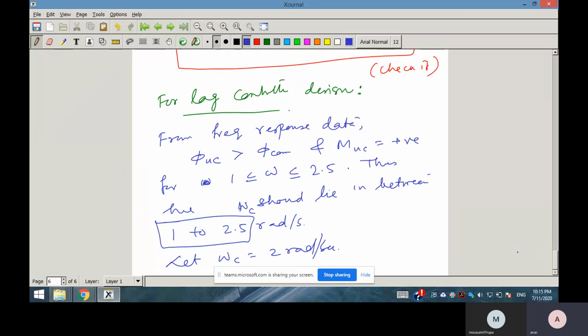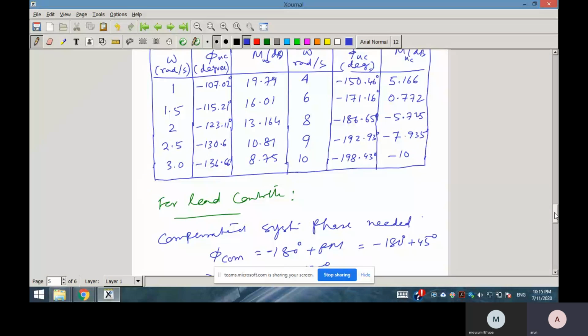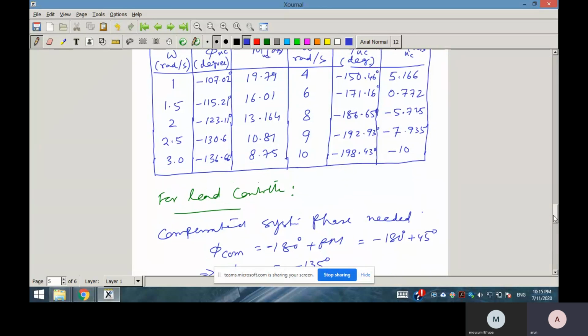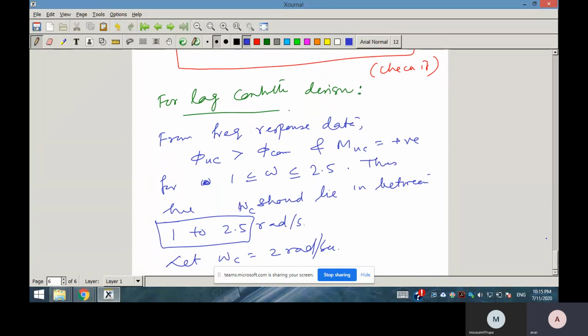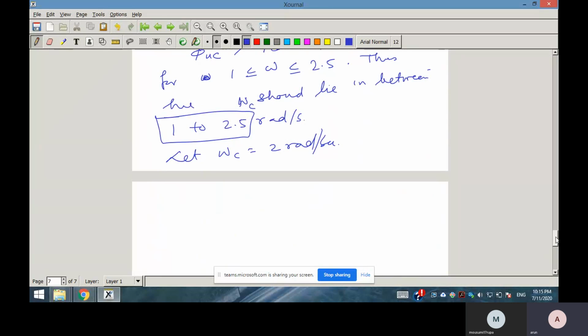If you take less than 2 radian per second, then it will be slow. 1 radian plus 1 radian or 1.5 radian. So 2.5 radian you can also design. 2.5 radian is a fast lag controller. Possible, you can design for this system. Omega c equal to 2 radian per second. So now here, omega c is 2 radian per second.